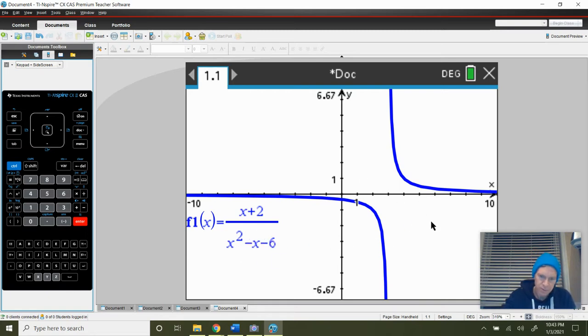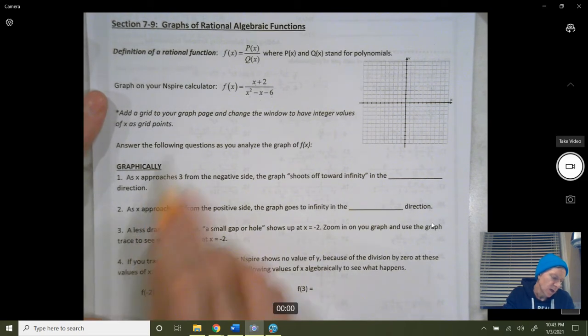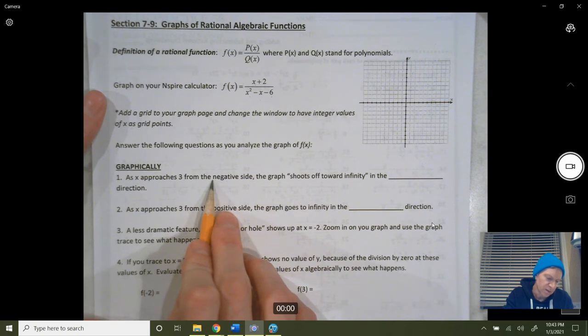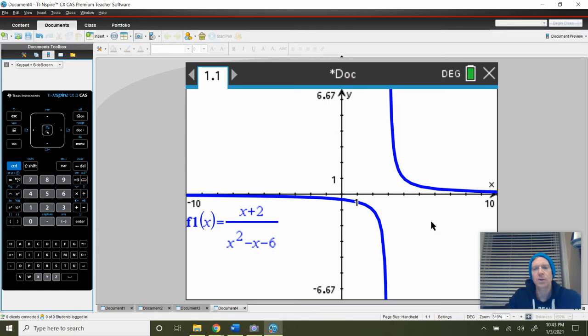We will transfer this to our worksheet in a moment, but for now, just look at the graph and answer the following questions. On your worksheet, the question is: as x approaches 3 from the negative side, that's from the left side, the graph shoots off towards infinity. In which direction? Let's go back to our graph so we can see. Here's where x is negative 3. When x is 3 is over here.